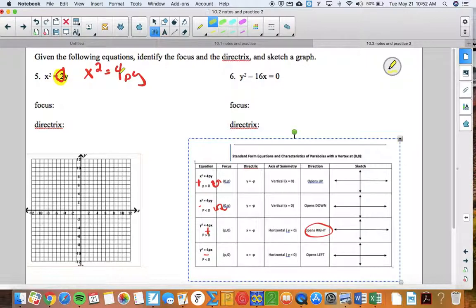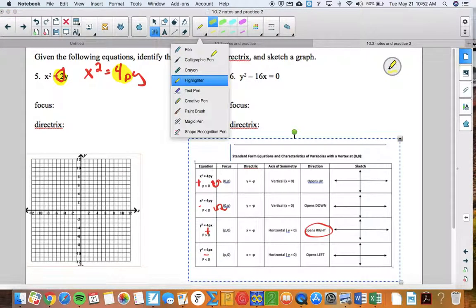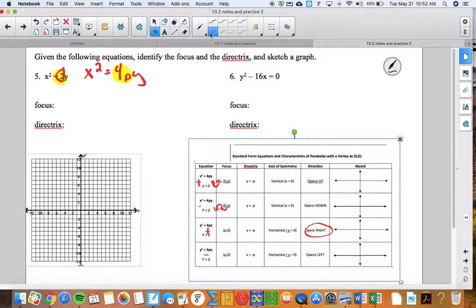This 2 represents the 4 times p. So we're really doing calculation to figure out, well, if 4p equals 2, what does p equal? So we divide by 4. So you get p equals 1/2. So that means, because this looks like this row right here, our focus is going to be at 0, 1/2, or 0.5, and our directrix will be a horizontal line at y equals -1/2.